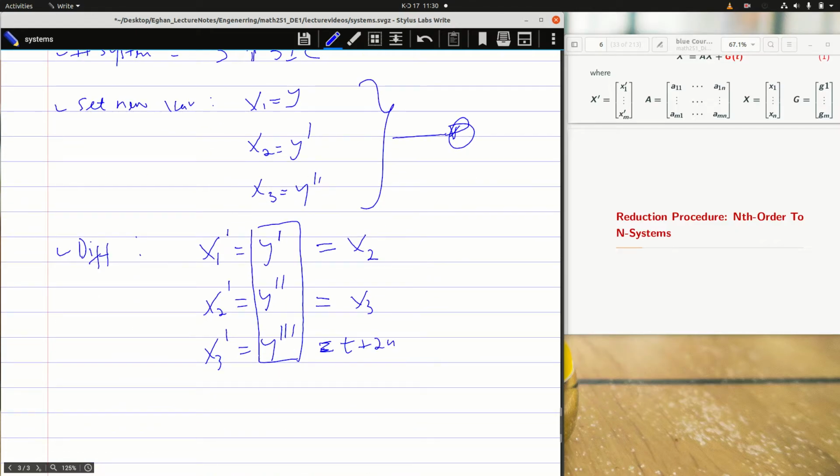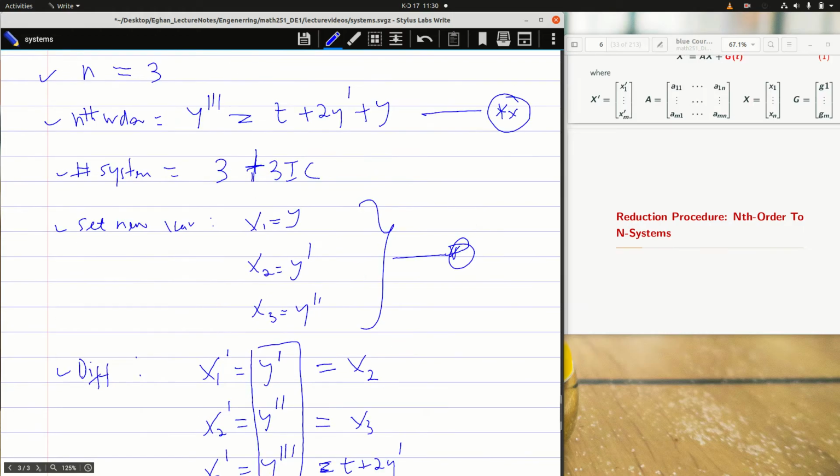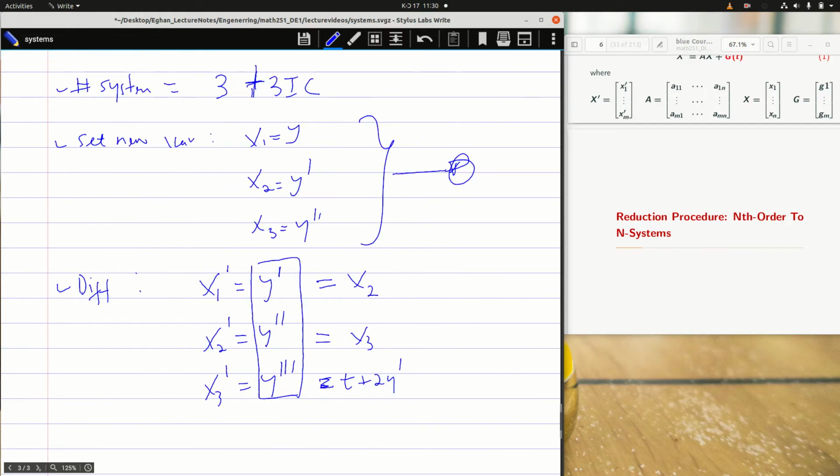plus y. Let me check it well. But this is not correct. It has to be moved into the new variables I have set. So this is equivalent to writing t plus 2, y prime is x2, sorry, and then y is x1. So you check the new variables and then you do your substitutions. You do your substitutions after the differentiation.